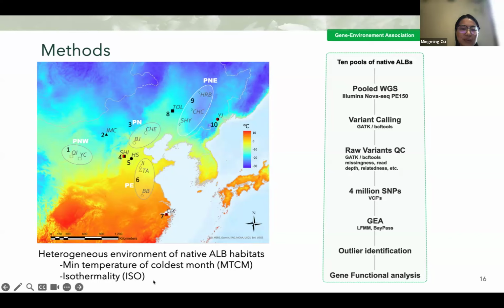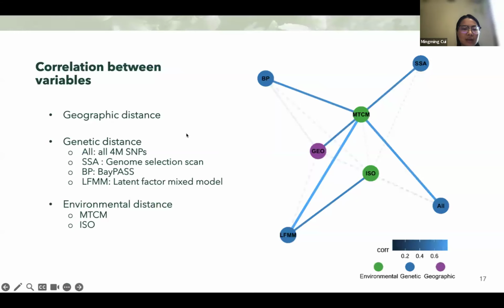The temperature variables selected were 2 uncorrelated bioclimatic indices: mean temperature of the coldest month, and the isothermality. In summary, this study involved 3 categories of variables: the geographic distance, the genetic distance, and the environmental distance between populations, totaling 7 matrices. And I calculated the correlation coefficients among these 7 matrices.